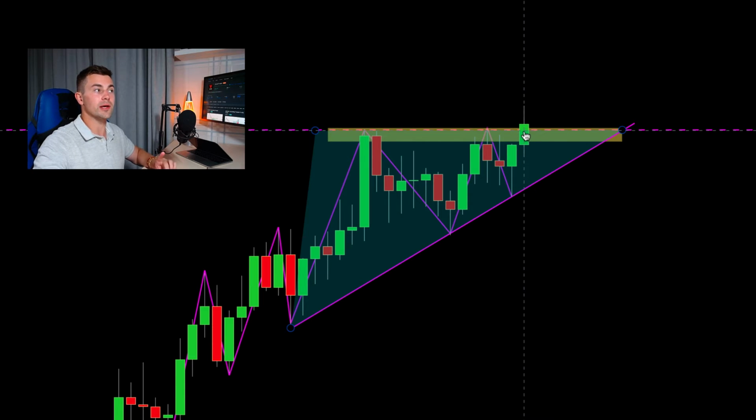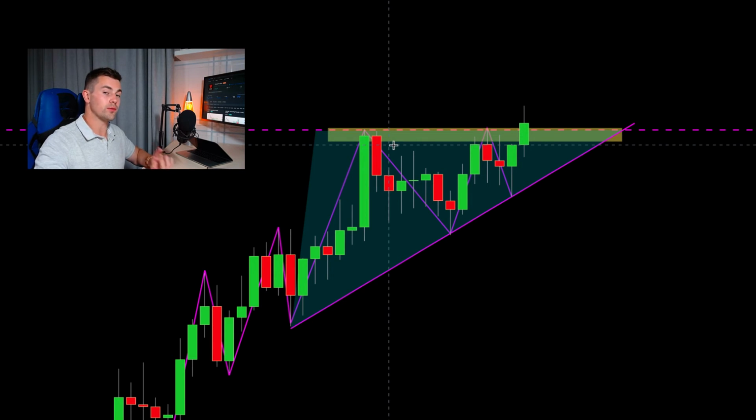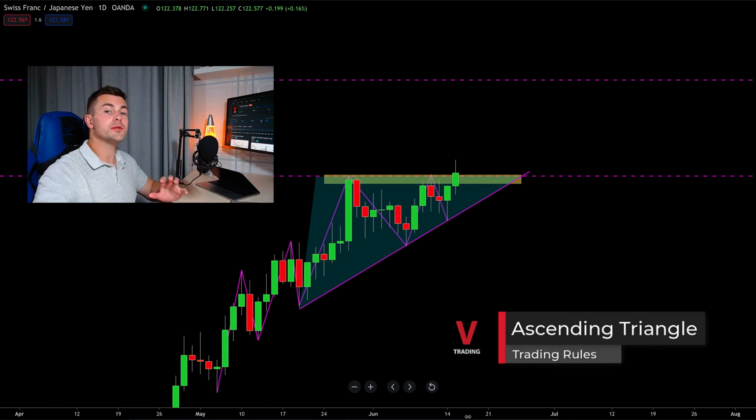For that reason this is a very classic bullish bias pattern, but the trigger that we are looking for is the breakout of the resistance of the triangle. And now let's discuss how we confirm the breakout and how we will treat this pattern. So first of all, how we will confirm the breakout right here.